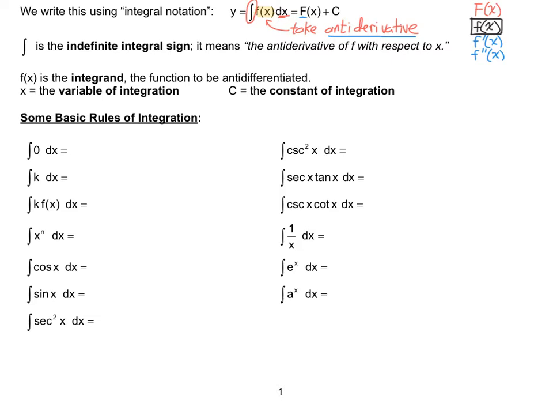But fortunately, it's all based on your knowledge of derivatives. All right. So again, it's really just asking you, if I'm looking at the 0, which is my integrand, what would I have originally as a function that if I took its derivative would give me a 0 as a result?